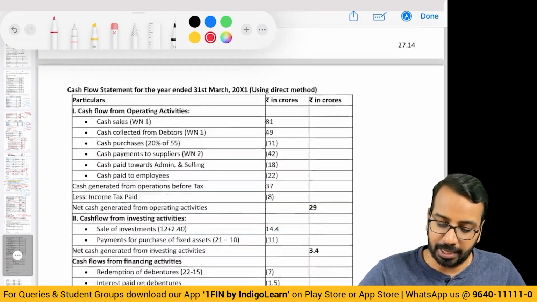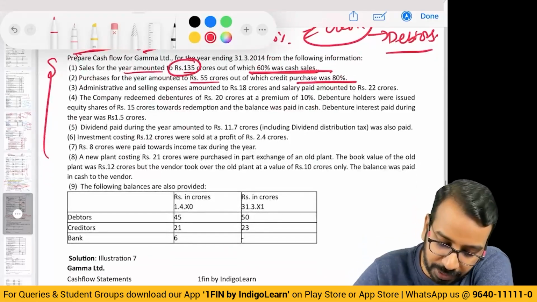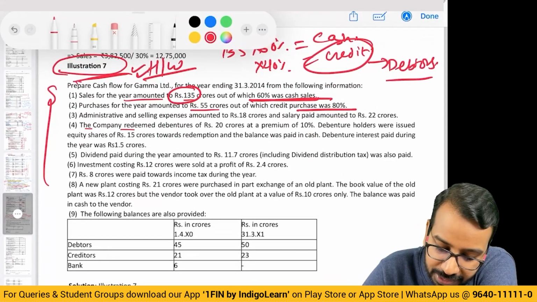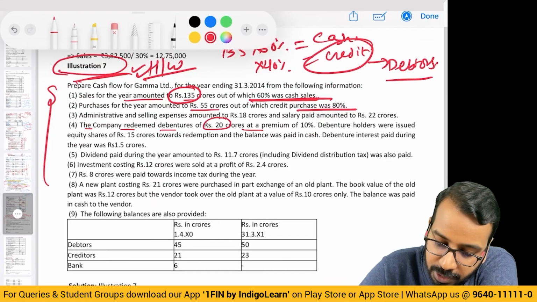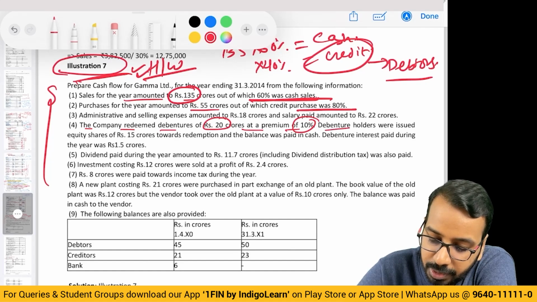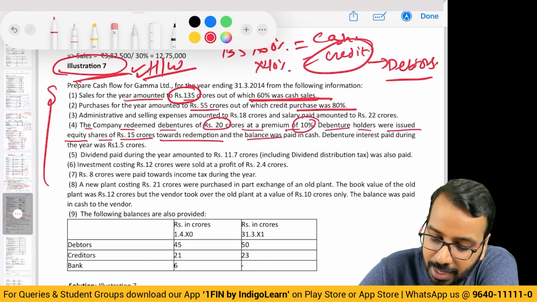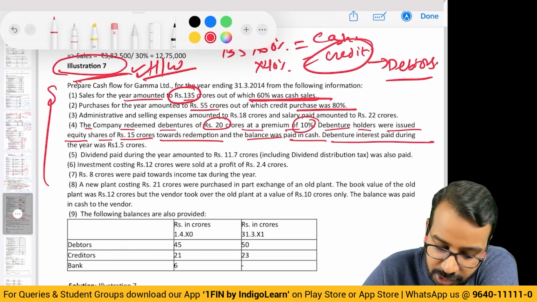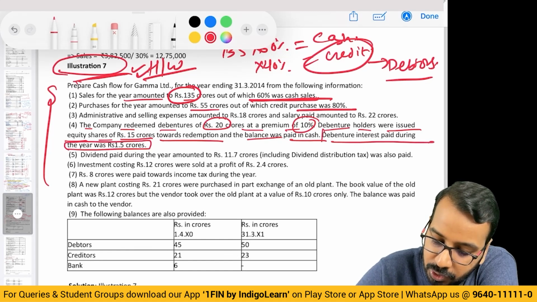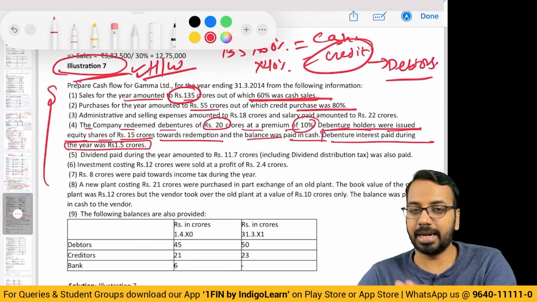And some typical adjustments you can see here. Company redeemed debentures of 20 crores at a premium of 10%. Debenture holders were issued equity shares of 15 crores towards redemption and the balance was paid in cash. Debenture interest paid during the year was 1.5. So debenture interest paid is a direct outflow.